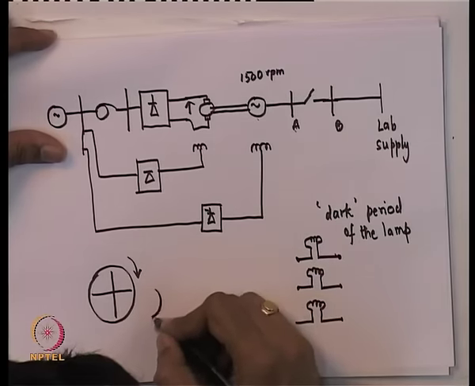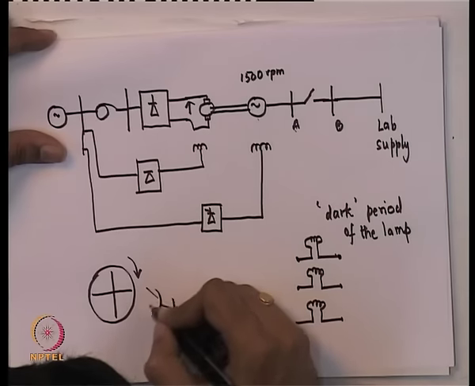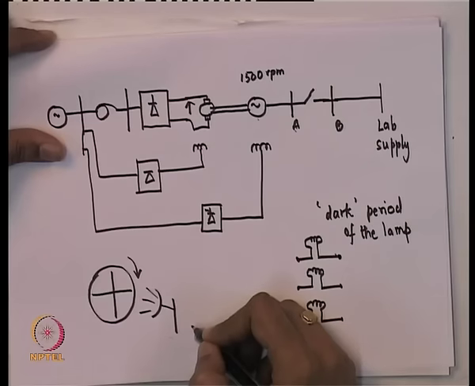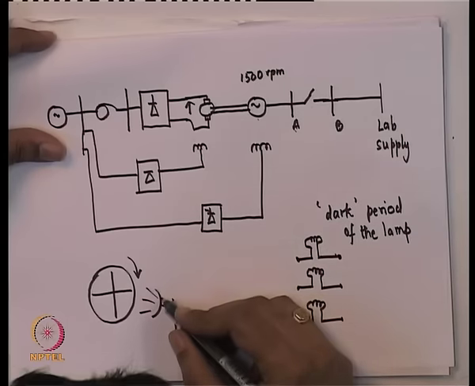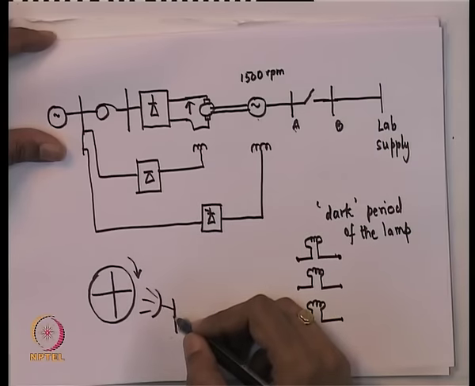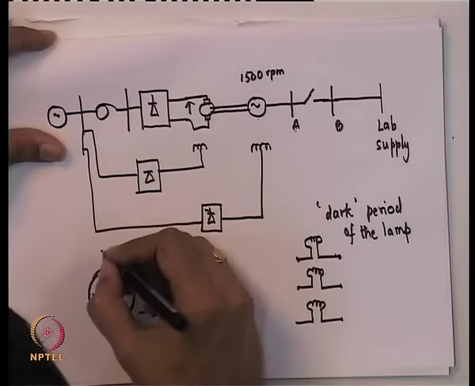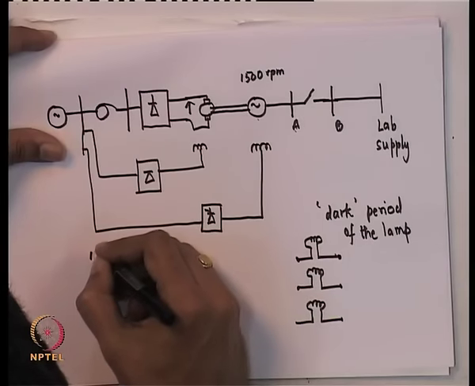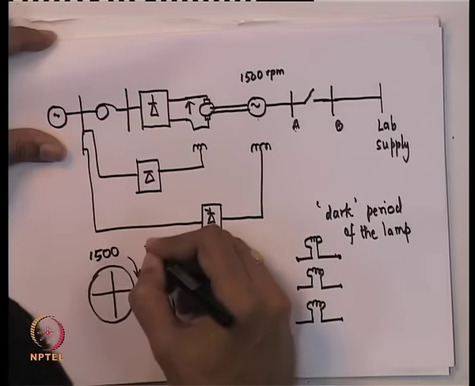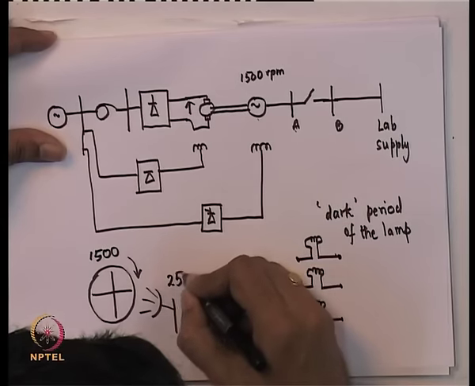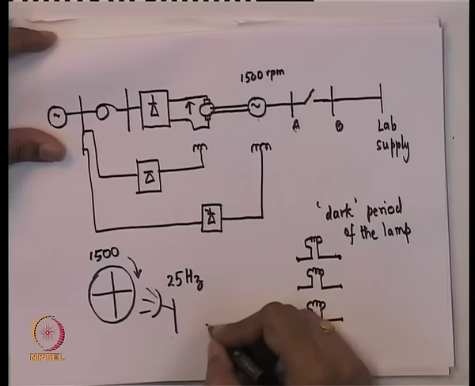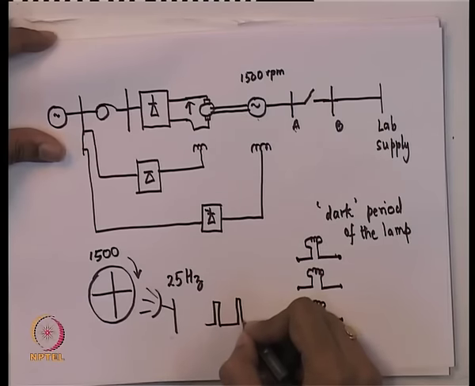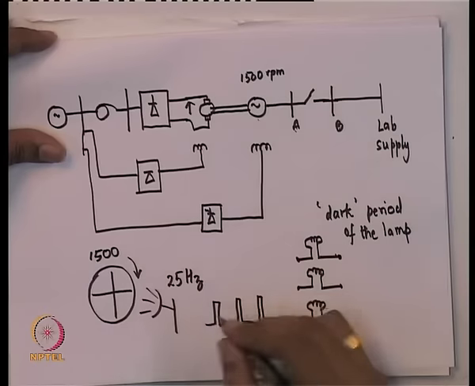But I have a device called a stroboscope, which is essentially a device which gives flashes of light at a certain frequency. Suppose, for example, this is moving at 1500 rpm and the stroboscope flashes at 25 hertz. It gives a very narrow pulse train of light at 25 hertz.